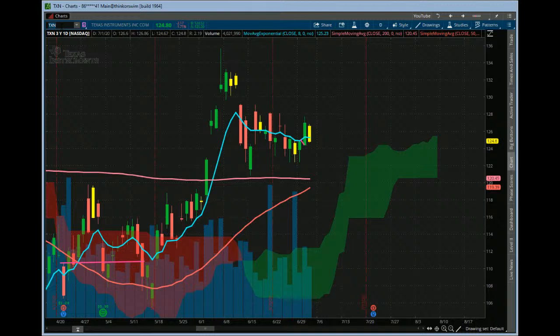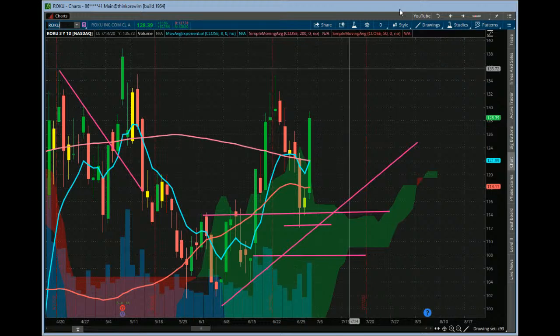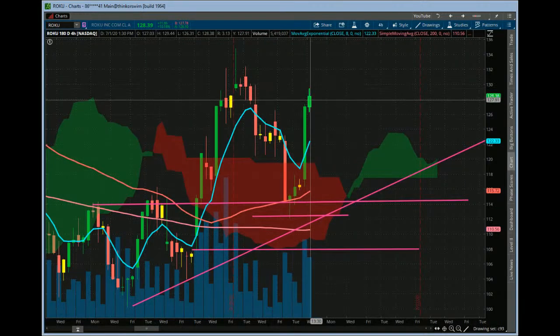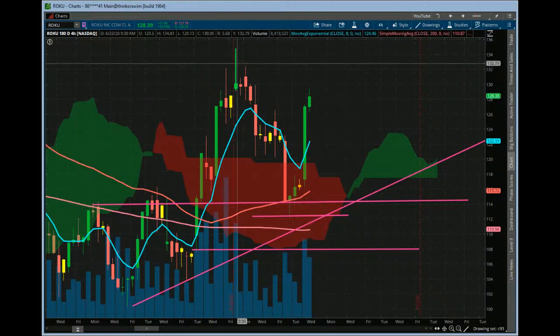Yeah, let's keep an eye on that one. And Roku is a 4-hour doji setup. I like it. So let's go. You've got Roku right here. Nice pause right there. Let's go to the 4-hour chart. Yeah, a little bit of a pause candle right there on the 4-hour. So let's see if that gives us another move up. I like it. Good, fantastic find.